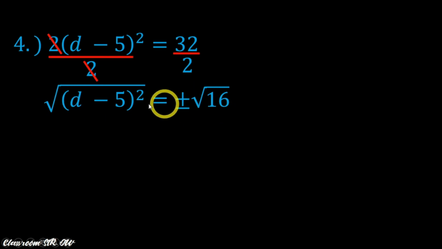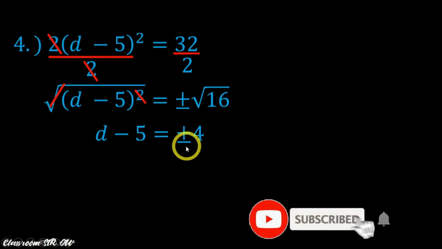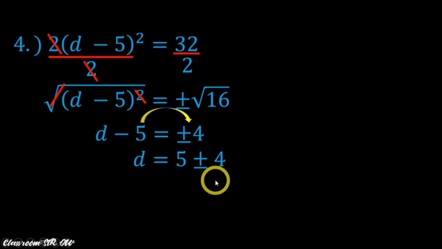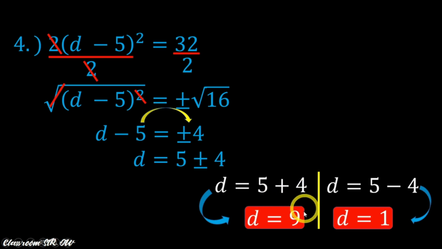So getting the square root of both sides of the equation, eliminating the square root on the left side and the exponent 2, what is left now is d minus 5 is equal to positive negative 4, because the square root of 16 is of course 4. Transposing negative 5 to the other side, we have d is equal to 5, positive negative 4. So there are two values of our d. We have d is equal to 5 plus 4 is equal to 9, and d is equal to 5 minus 4 is equal to 1. So our values for d are 9 and 1.